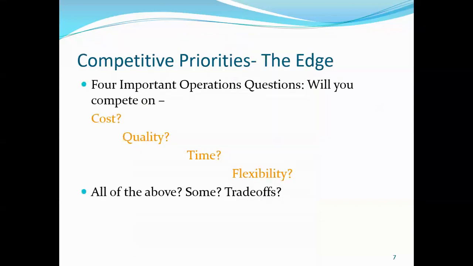So the competitive priorities, or competitive edge, there are 4 things. Usually we compete on cost, quality, time, or flexibility. Some companies are just good at everything. They can provide good quality at relatively low cost, and at very efficient time. And if you want something custom made, they can also do it for you. Some companies can do that, but very few.